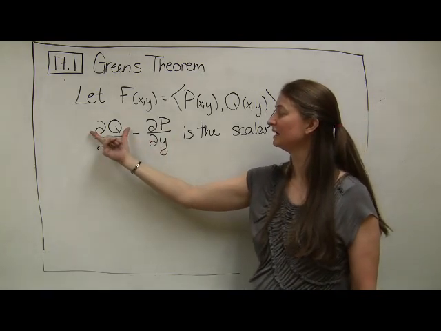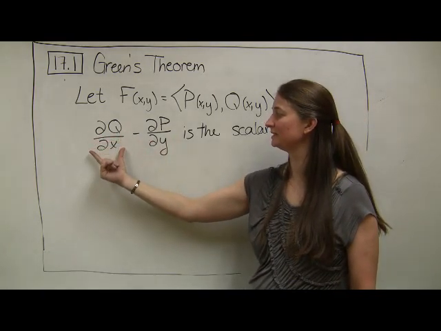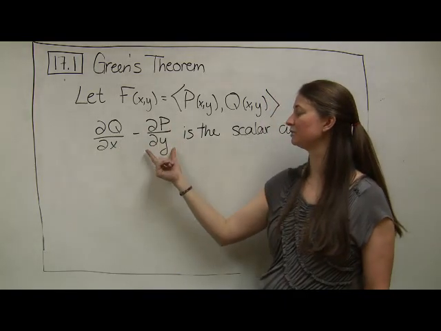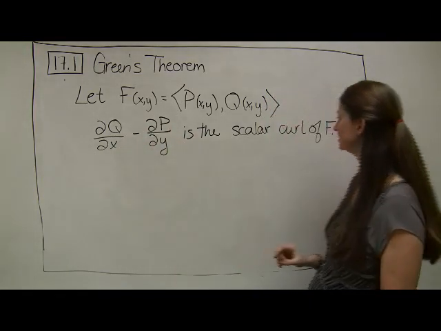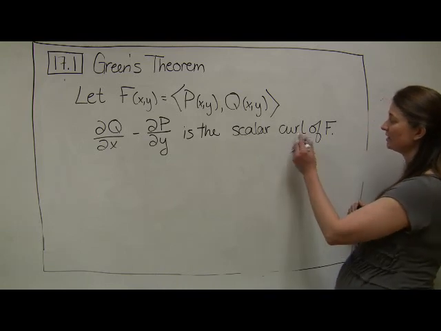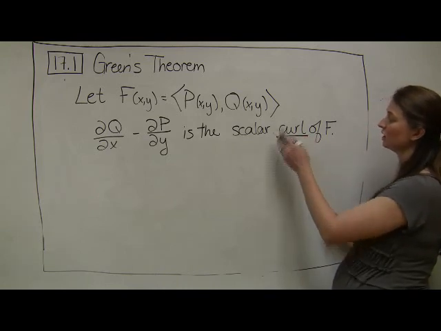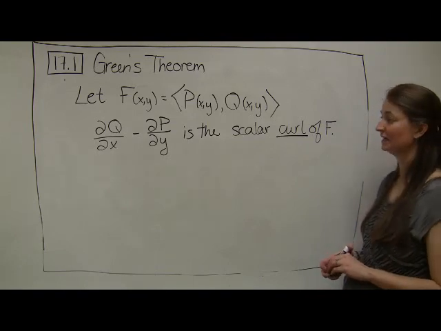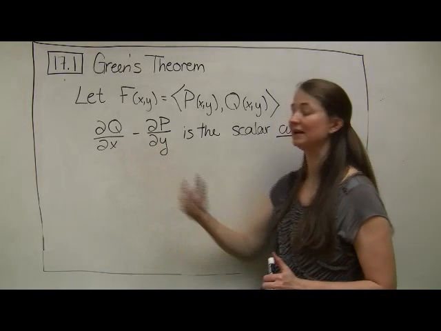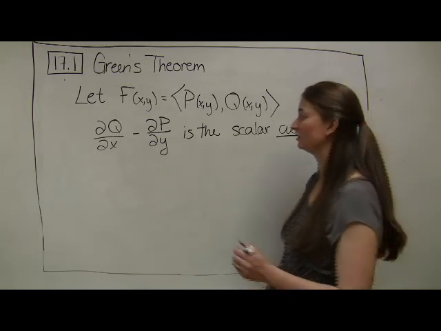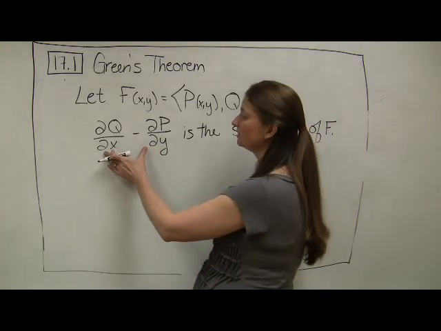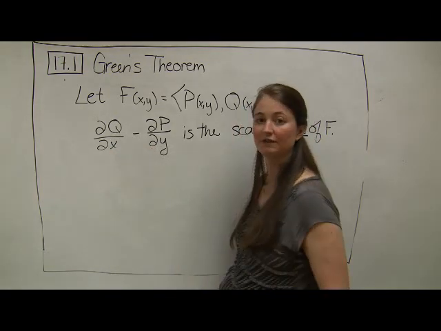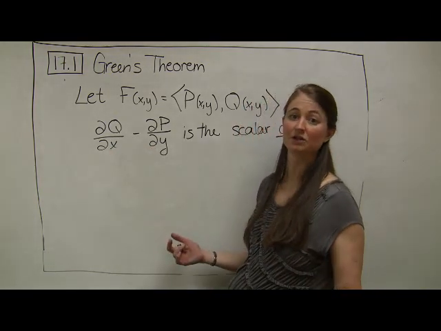But if I look at the partial derivative of q with respect to x and the partial derivative of p with respect to y, and look at that difference, we call this difference the scalar curl of f. And typically we'll just call it the curl of f because context will tell us what this is. And this is exactly the thing that's embedded within our Green's theorem. Green's theorem is looking at the double integral over our region D of the scalar curl of f. What is the scalar curl of f?